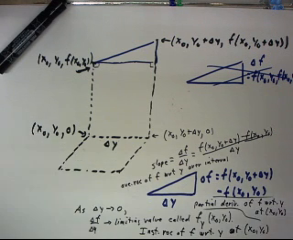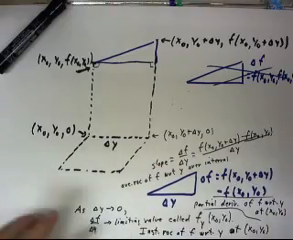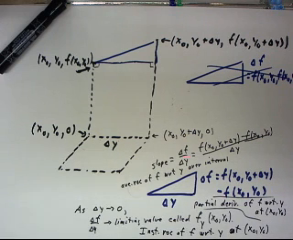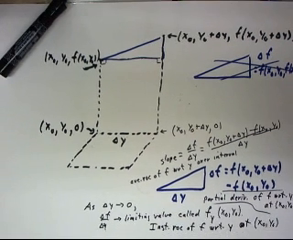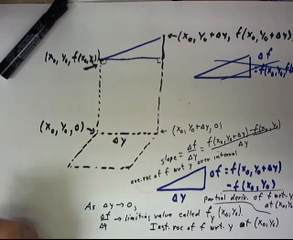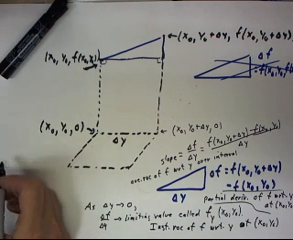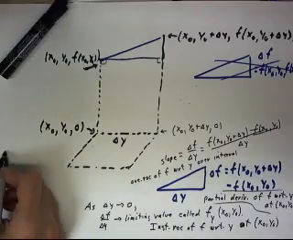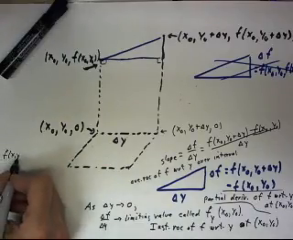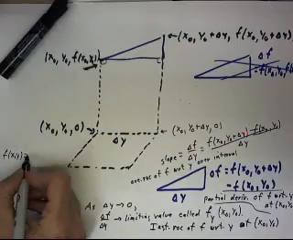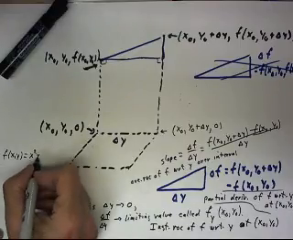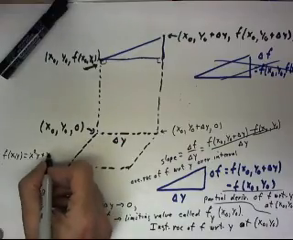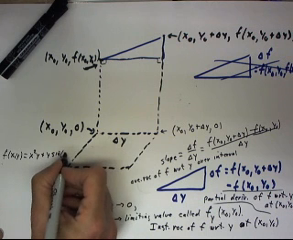Just as with a function of a single variable, we can use rules of differentiation to calculate partial derivatives. This is actually a fairly simple process. Remember that we used as an example the function f of x, y equals x squared y plus y sine of x.